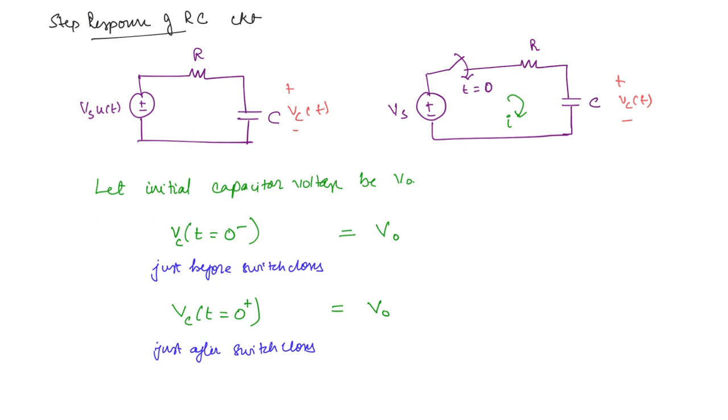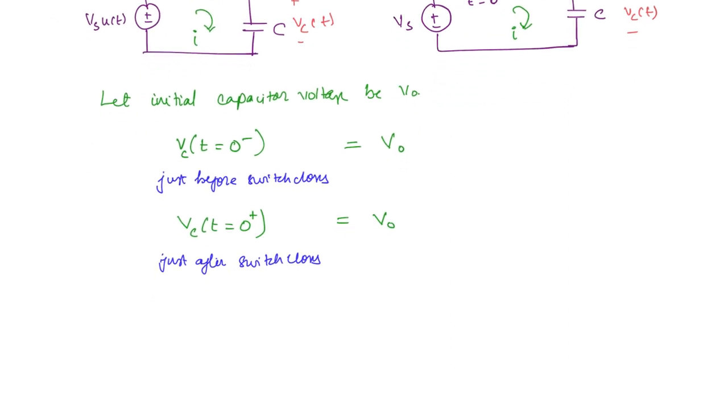Now, after this information is known, we can apply the KVL. So, this is the current flowing. Now what will be the KVL? Applying KVL, we get Vs u of t is equal to IR plus Vc. Now, how can we write I?